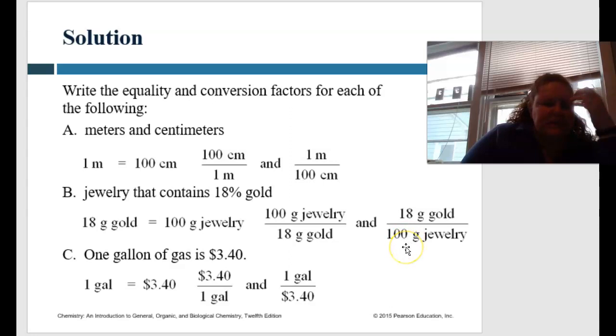Okay, so even though this looks kind of complex, pull back a little bit and just be like, oh, okay, percentages are per 100. So if I do 75% of the work, I still have 25% of the work left to do. I mean, we know this. So pull back and make it so that it's like, oh, okay, it's a factor of 100. We're good. Okay, and then 1 gallon of gas is $3.40, and you can write that either way.